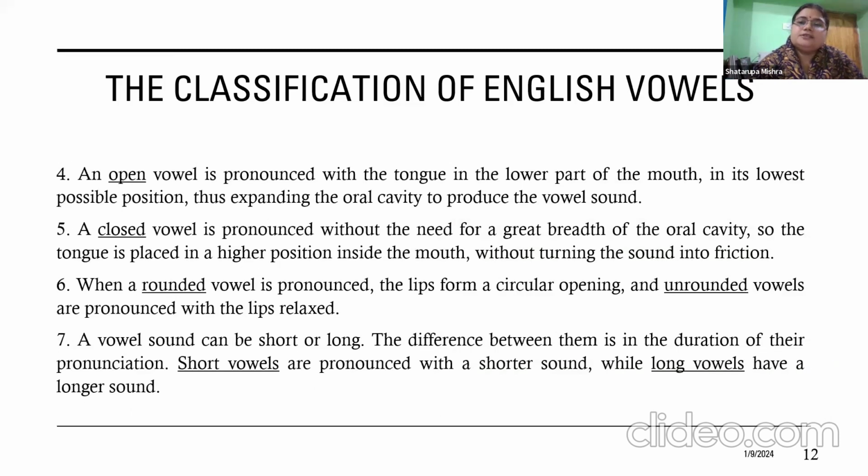All right, in its lowest possible position, thus expanding the oral cavity to produce the vowel sound. What is a closed vowel? It is pronounced without the need for a great breadth of the oral cavity. That means the oral cavity will not have a great breadth, which means that the tongue will be close to somewhere, the upper part of the mouth. Okay. So the tongue will be in a higher position.